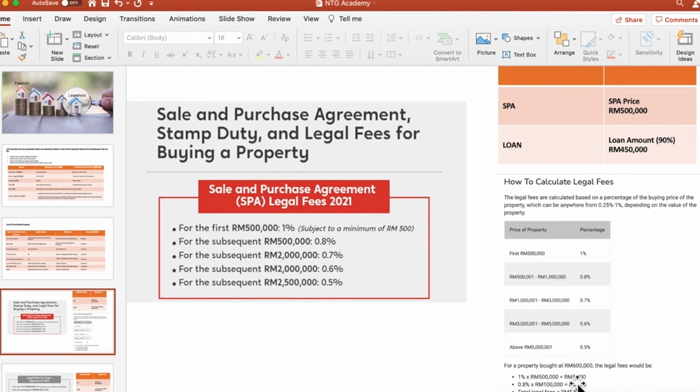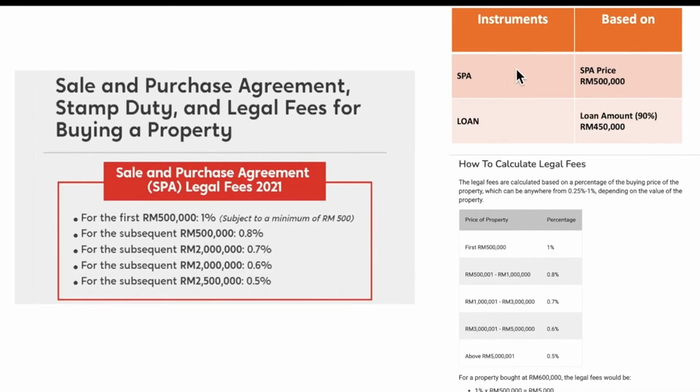Like for example, this legal fee is 5,800. If the lawyer didn't give any discount to the purchaser, maybe you'll get 30% of the fee as a referral fee. So it depends how much your property is. This is the tier. So one thing I have to highlight is both instruments, like S&P and loan, are also based on this scale of fee, but based on different prices. S&P is the selling price on your agreement. But if you're taking a loan, for example 90%, they won't base on 500,000. They will base on your loan amount to charge you the legal fees.